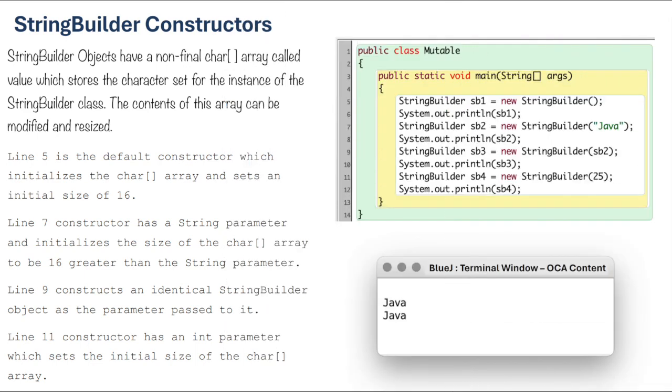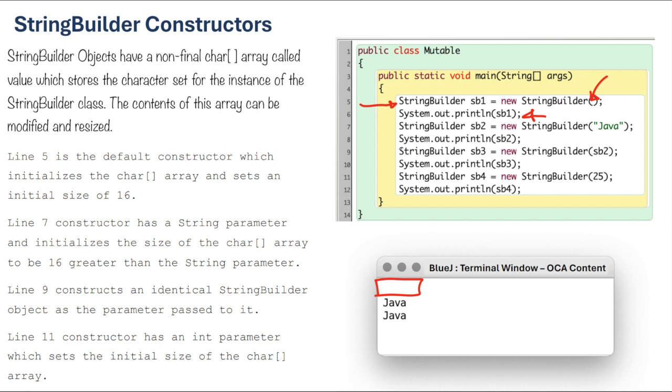So here we're going to look at some of the ways you can use the StringBuilder constructors. You'll notice on line 5, we have a declaration of a StringBuilder object, and then the new word instantiating a StringBuilder. The default will set the StringBuilder to a size 16 character capacity. And when we print this out, you'll see that the first line of code is empty.